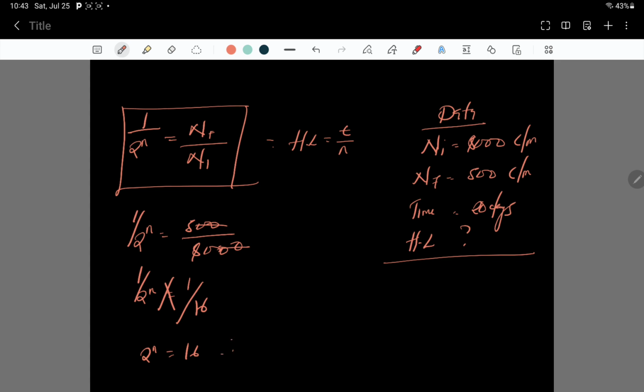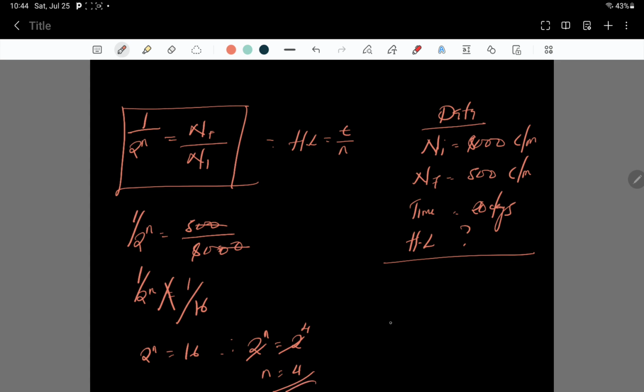From here, we're going to use the law of indices, where we need to make the bases equal. Therefore, 2 to the power n is equal to 2 to the power of what? How many times can you multiply 2 to get 16? It is 4. So the bases are equal, we can cancel them. So n is equal to 4.